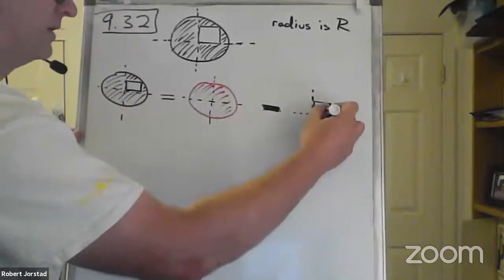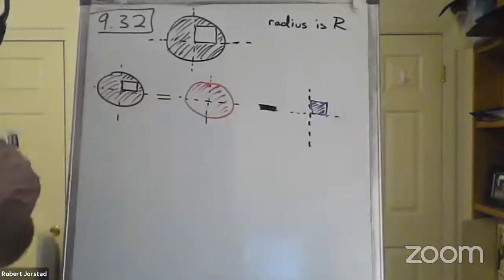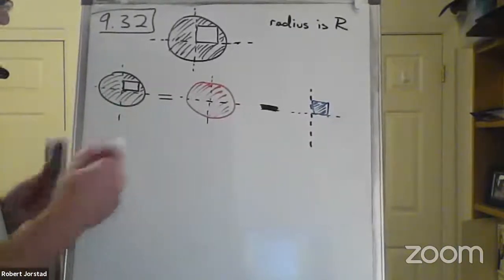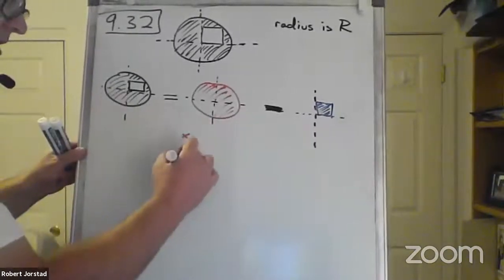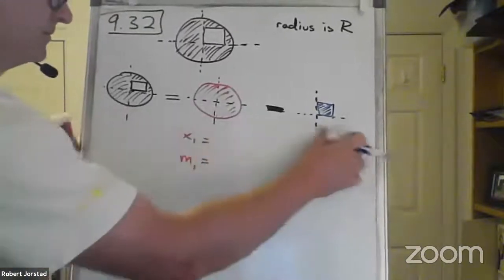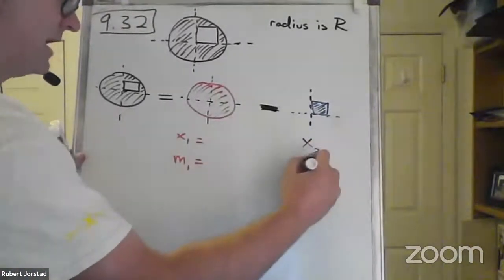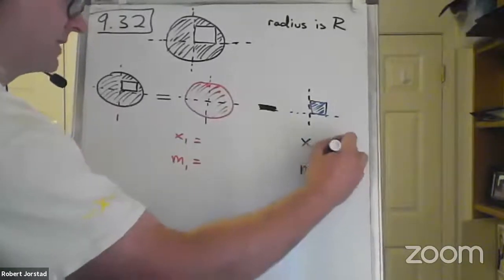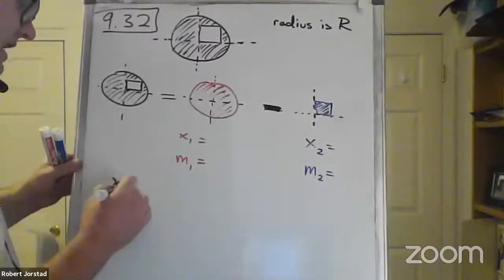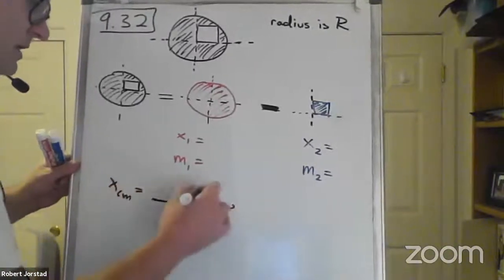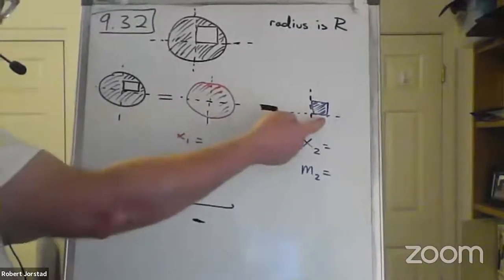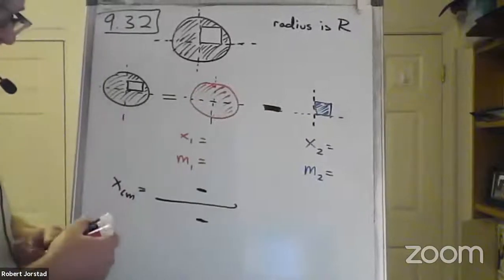This square hole. And so the idea, we could do exactly the same procedure as before, where we could get x1 and m1, and we could get x2 and m2. And instead of adding them in the center of mass equation, what we're going to do is say x center of mass is equal to, we're going to use a minus sign this time, because this is like negative mass. It's a hole. It's an absence of mass.